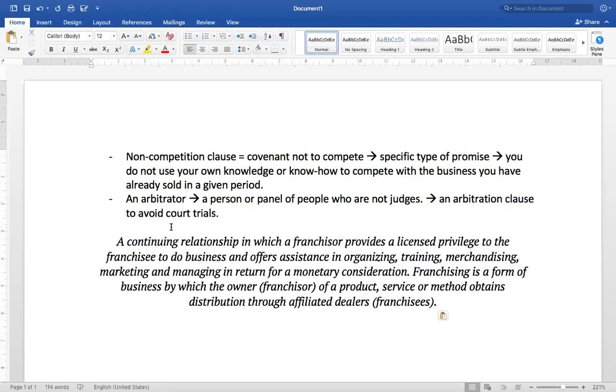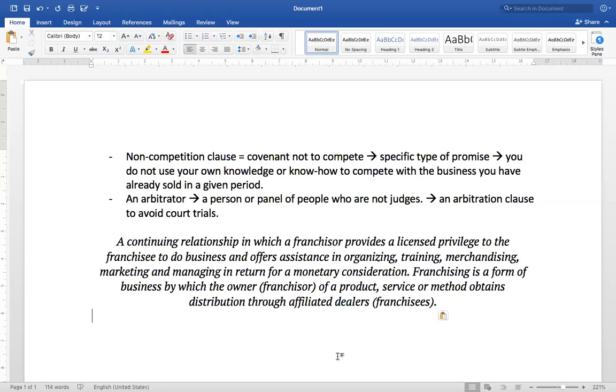A continuing relationship in which a franchisor provides a license privilege to a franchisee to do business and offers assistance in organizing, training, merchandising, marketing, and managing in return for a monetary consideration. Franchising is a form of business by which the owner or franchisor of a product, service, or method obtains distribution through affiliated dealers, franchises.